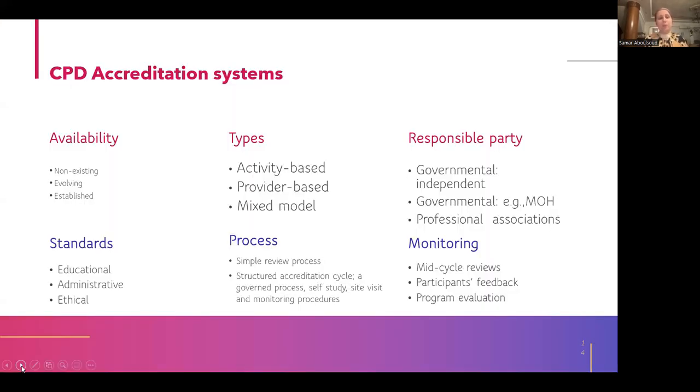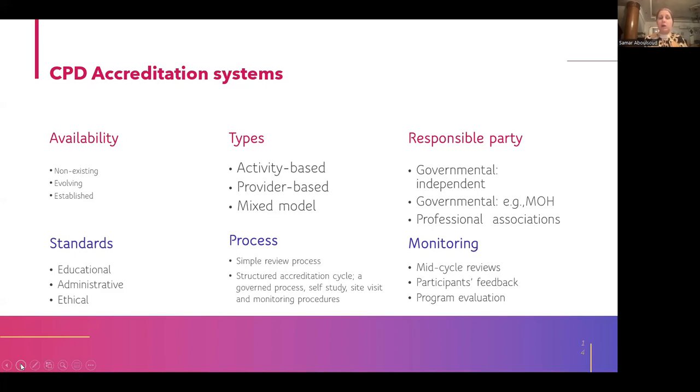Next, please. CPD accreditation systems, again, are different from one country to the other. They are either non-existing, like in Algeria and Morocco, or sometimes evolving in some countries. So they have started, for example, activity accreditation, and they are moving to a more robust provider-based accreditation system. Or some countries have an established or a mature accreditation system.